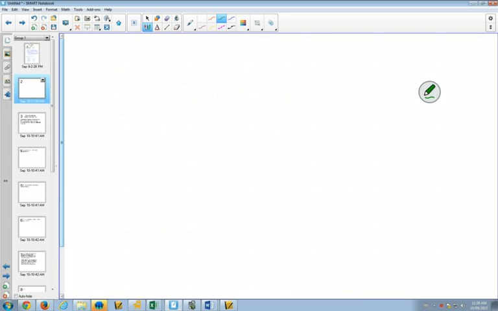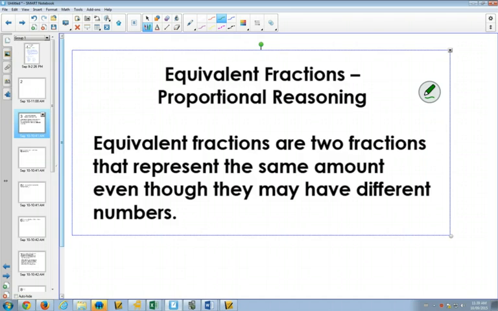Now what we're going to look at, in our proportional reasoning, is looking at fractions that are equivalent. What does it mean if fractions are equivalent? That means that two fractions represent the same amount even though they have different values.